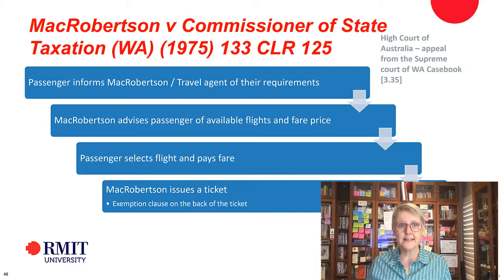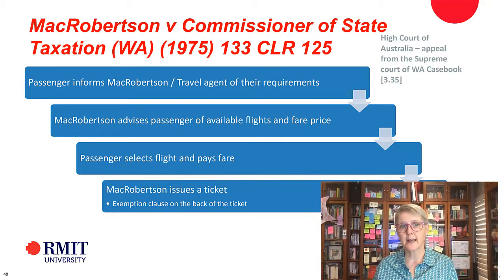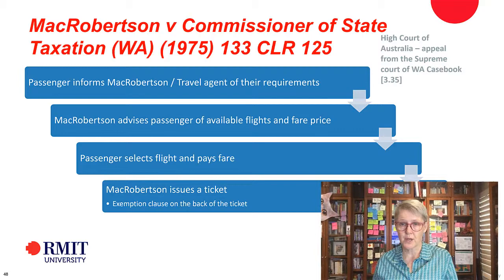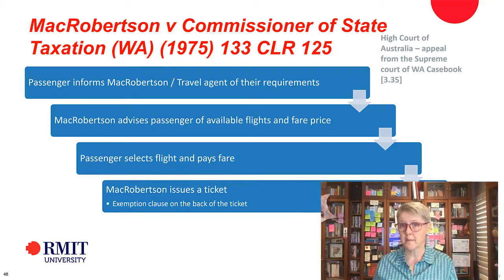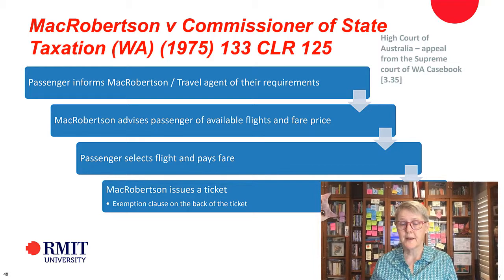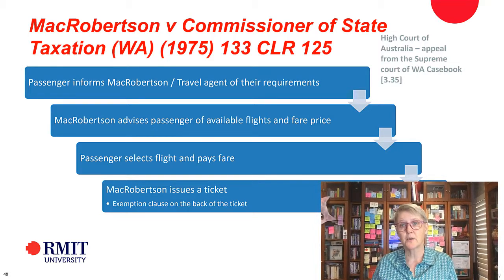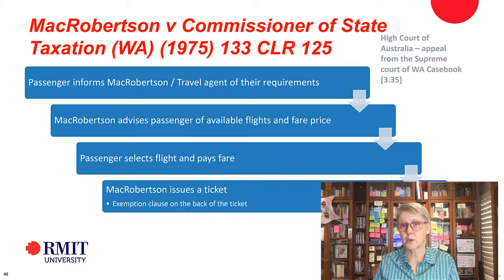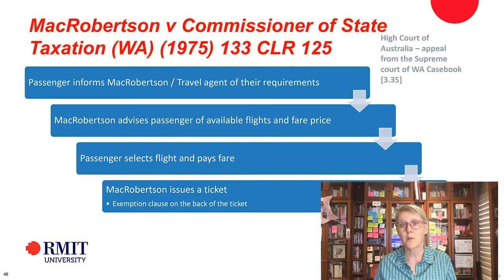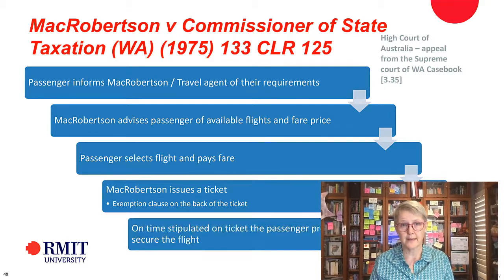They then get a ticket. On the ticket, there are some terms and conditions. In this particular case, there was an exemption clause, sometimes also called a limiting clause, and we'll spend a bit of time talking about these towards the end of the semester. And so it was on the back of the ticket. So the question became whether or not that term formed part of the contract or not. And in order to work that out, we needed to work out when and potentially where the contract was made.